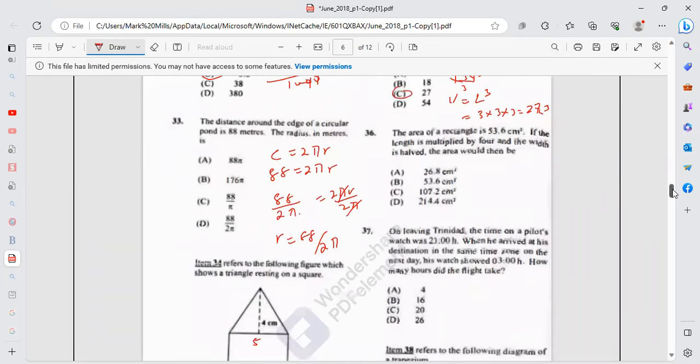Number 36. The area of a rectangle is 53.6 centimeters square. If the length is multiplied by 4, so that being 53.6 times 4. Then the width multiplied by half, so it'll be half. So 2 goes to 1 time, 2 goes to 2 times. So multiply this one by 2. You are going to get 107.2 centimeters square. So that's what I've been C.